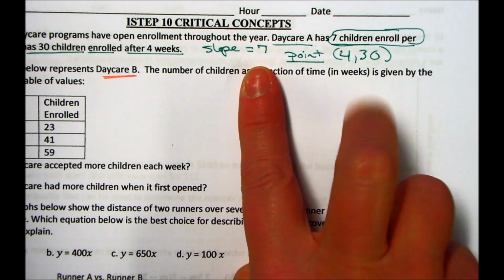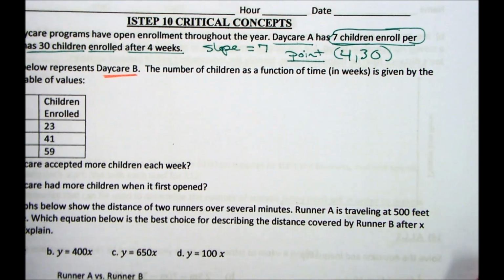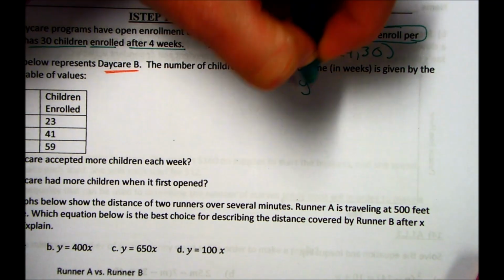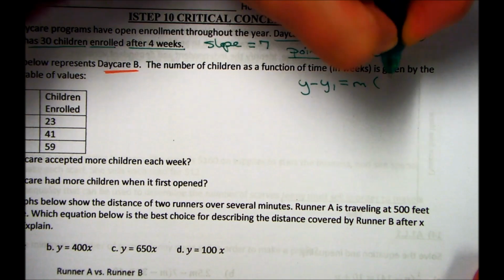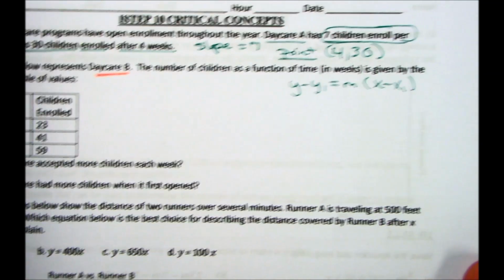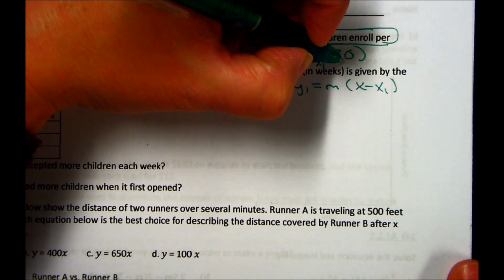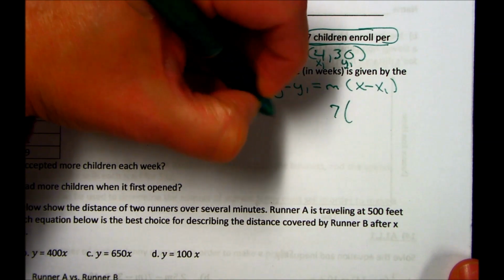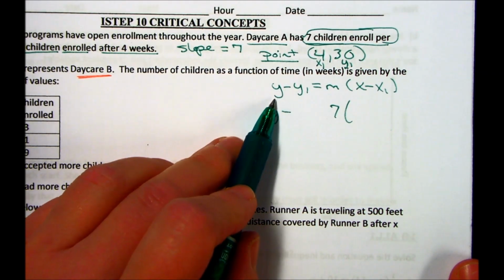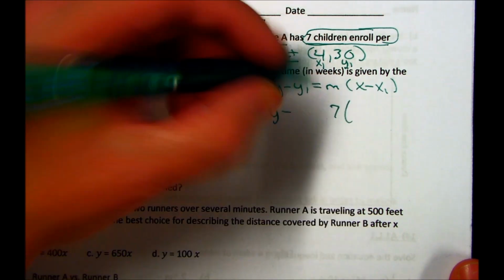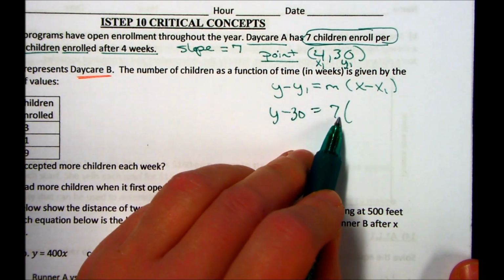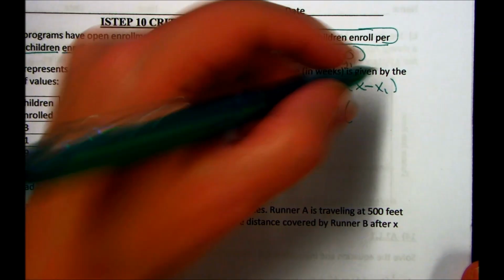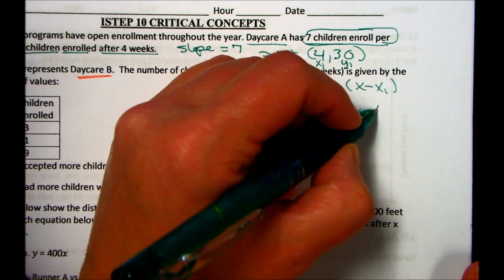So once we've got a slope and a point, we can then write an equation to represent daycare A by using point-slope form, which is y minus y1 equals m parentheses x minus x1. So the 4 is going to be our x1, the 30 will be our y1, and we're going to put 7 in for our m. So y minus y1, which is 30, equals my slope, which is the 7 children being enrolled per week, times x minus my x1, which is 4.